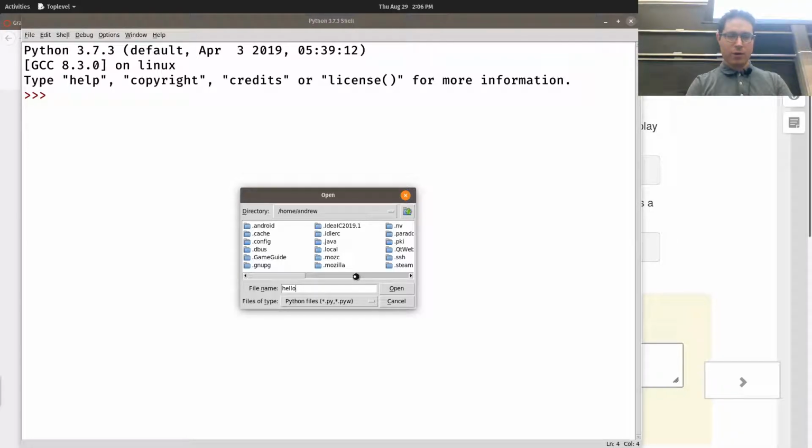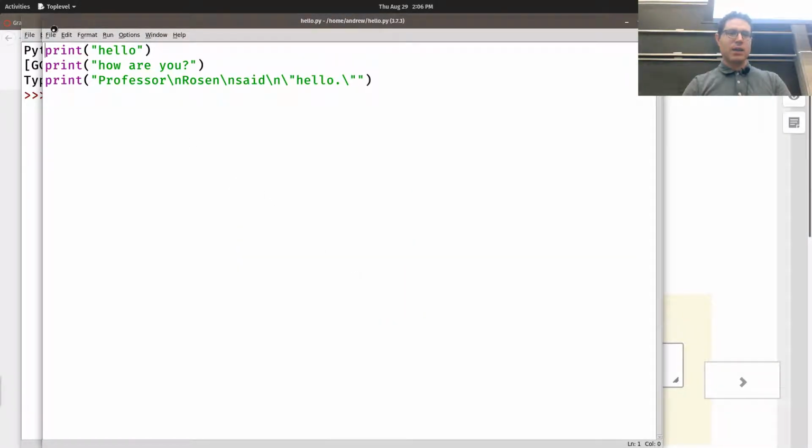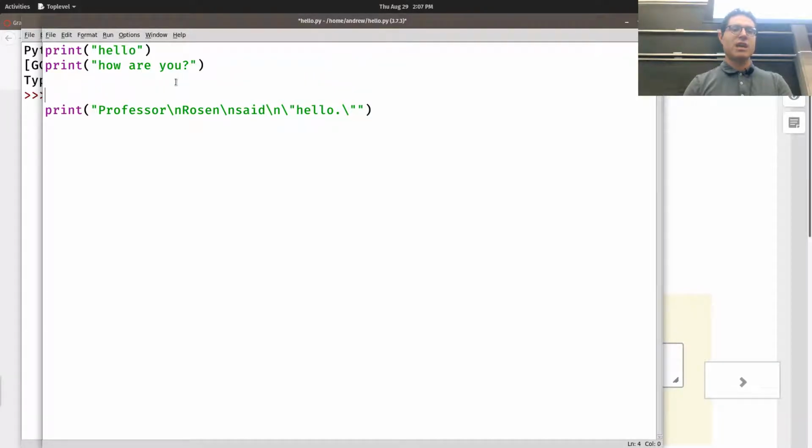So to review, not that there's, again, much to review, I had a program called hello. And what it did is that it printed out the word hello. Then on the next line it said, how are you? And then Professor Rosen says, hello. And what we learned at the very end is that there are these special symbols that we call escape sequences. So there were four of them.